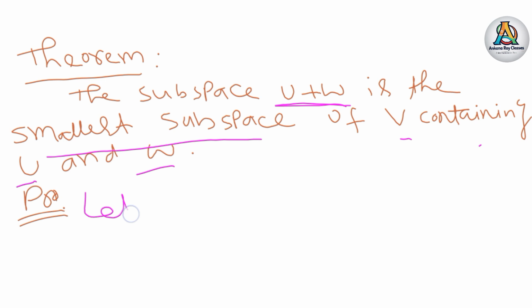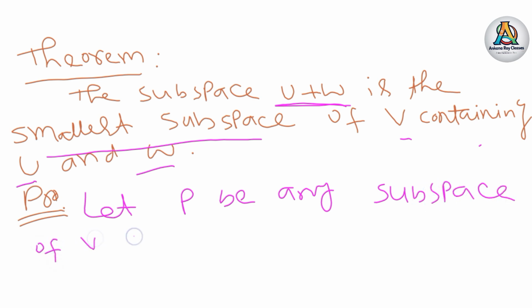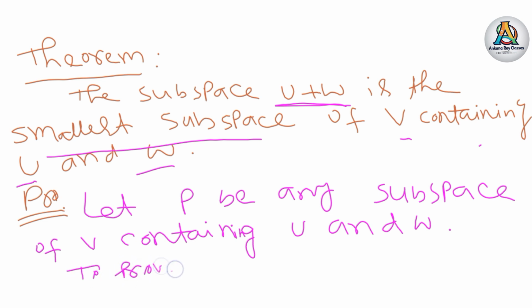Now let P be any subspace of V containing U and W. To prove that U plus W is a subset of P. And then we can say that U plus W is the smallest subspace because it is contained in any subspace of V containing U and W.